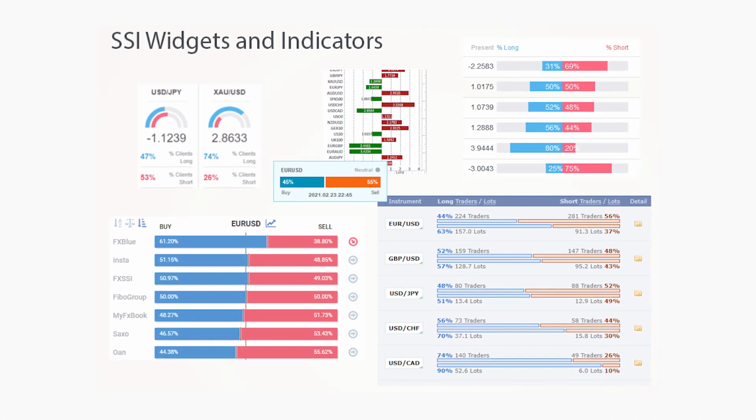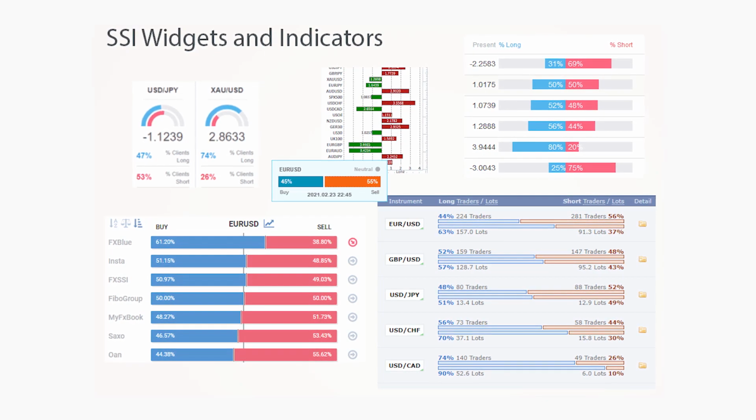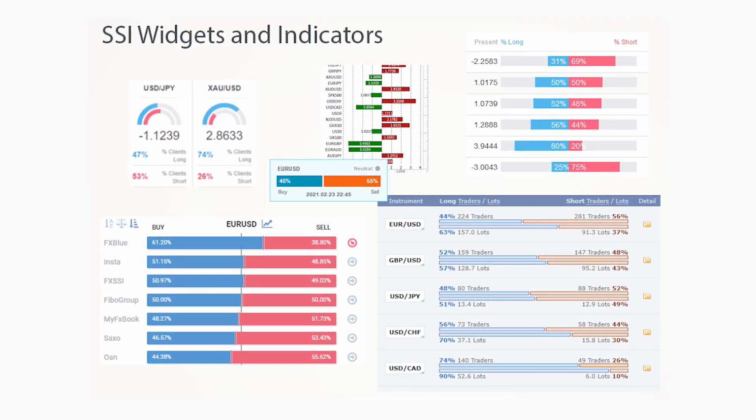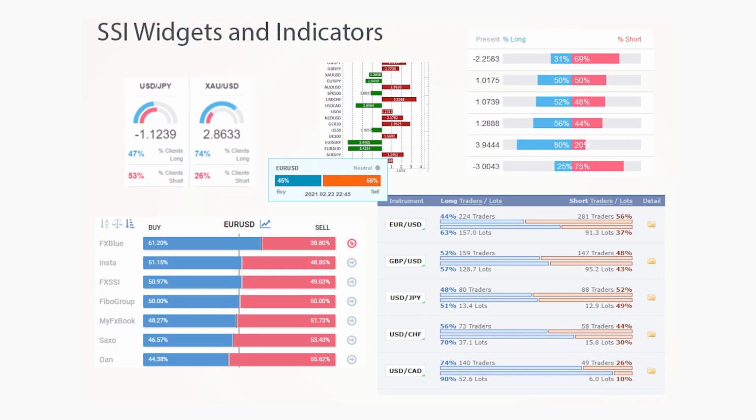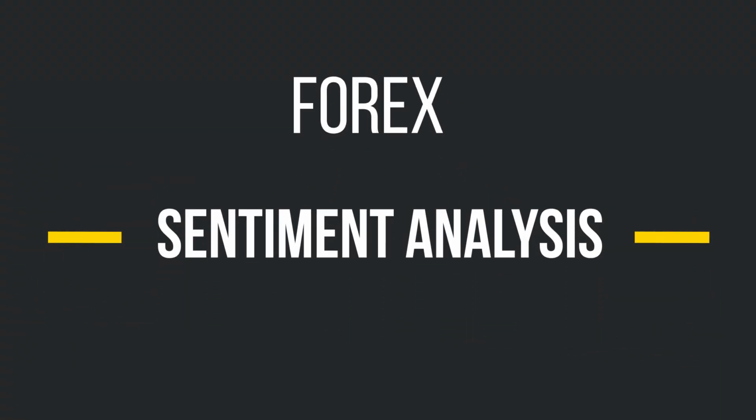But what about sentiment analysis? This third type of analysis can be used alongside technical and fundamental. Now let's talk about how sentiment analysis can improve your trading.